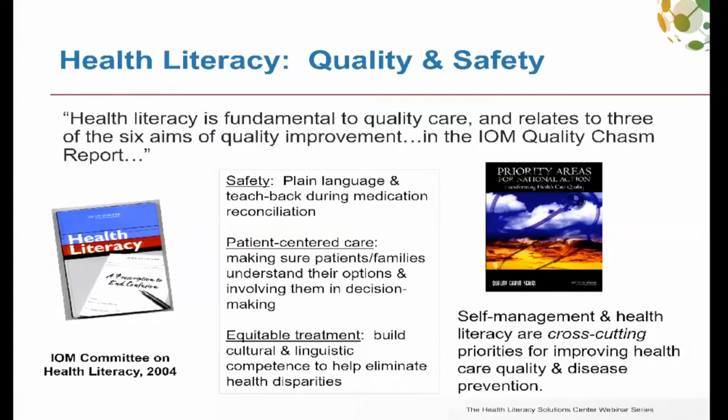And in addition, the Institute of Medicine Quality Chasm report identified self-management and health literacy as key cross-cutting priorities to improve the healthcare quality and disease prevention across our country. These are cross-cutting. They apply to all dimensions of health, whether it's acute, chronic, preventive, public health, etc. And there are a host of other entities that also support health literacy and health literacy related interventions and skills to support that work.